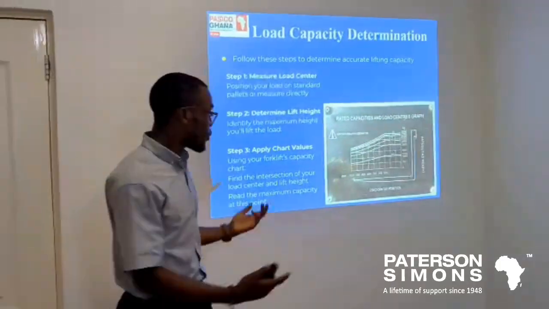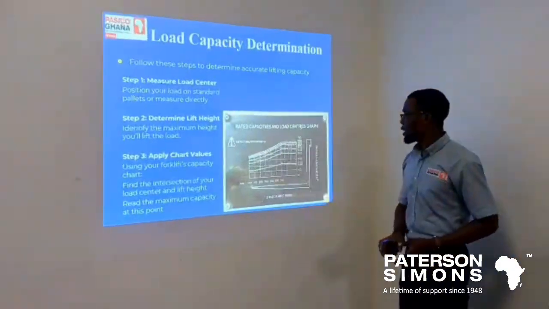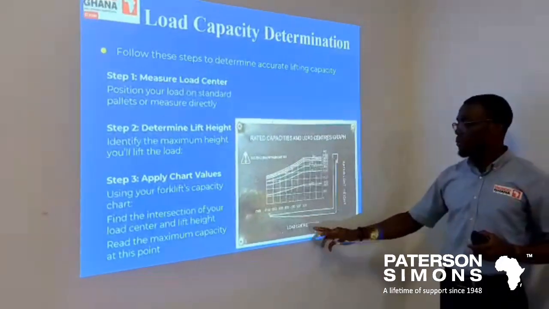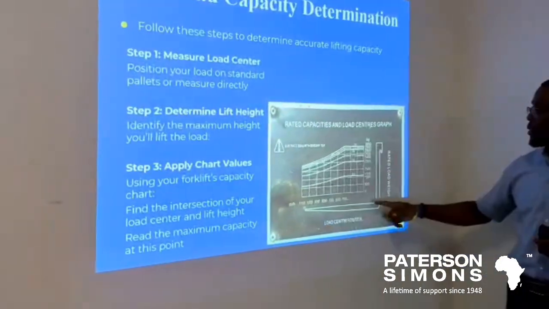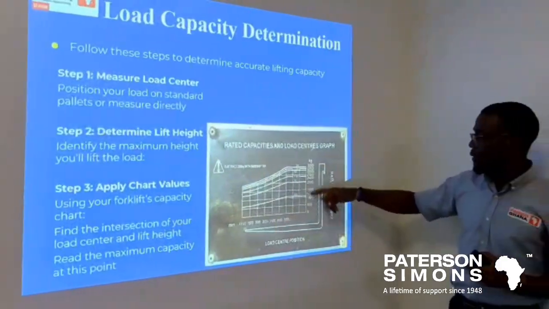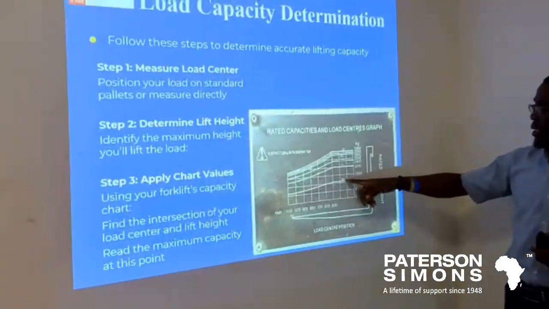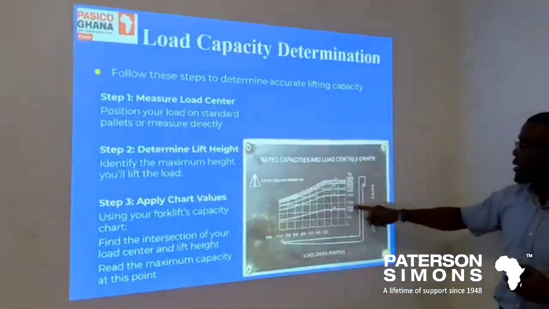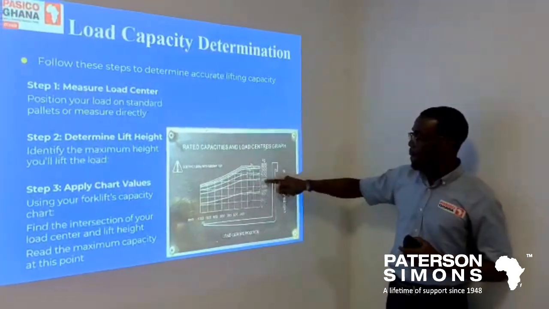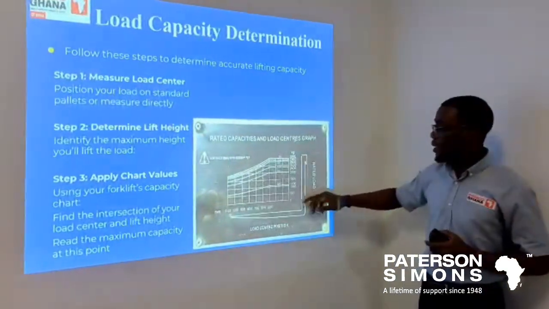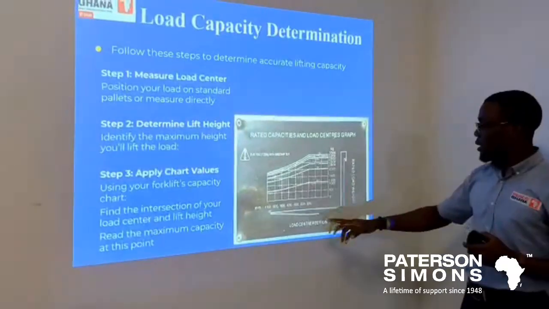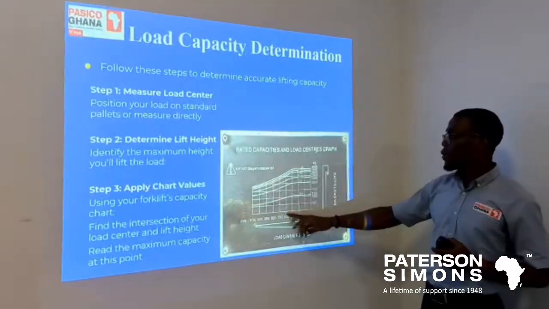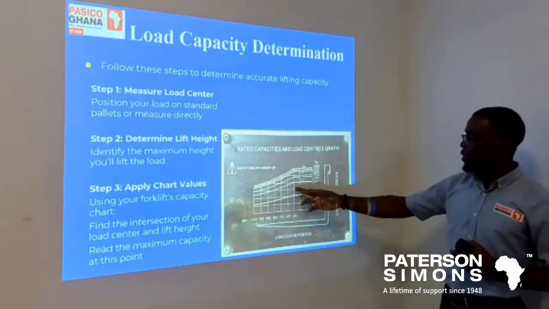What do I mean? For instance, if you have a forklift load chart like this, where we have load centers 500 mm, 600 mm, 700 mm, and over here on the vertical axis, this time around our heights are being represented on the curves, and the capacities are the graduations on the vertical axis. Now, let's say that the load I'm picking has a load center of 600 mm, and we are going to a height of, let's say, 3 meters.